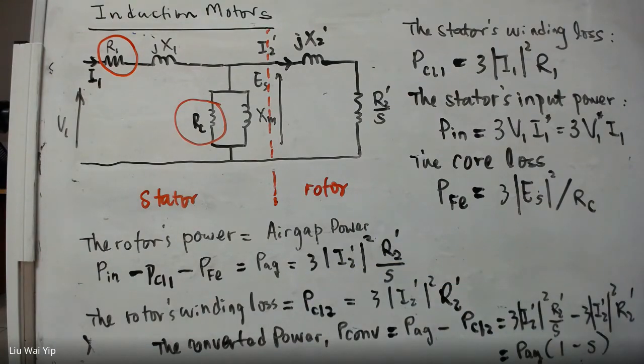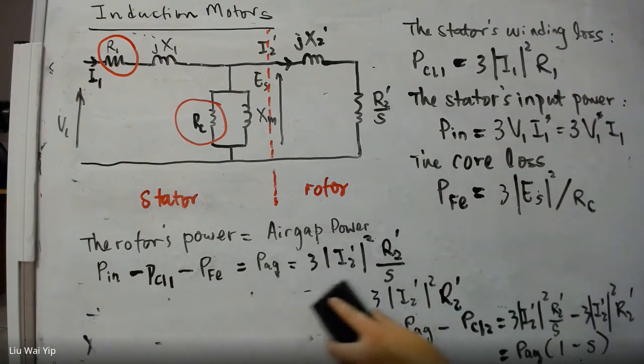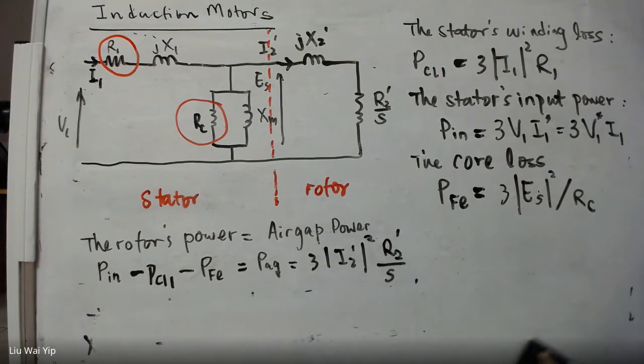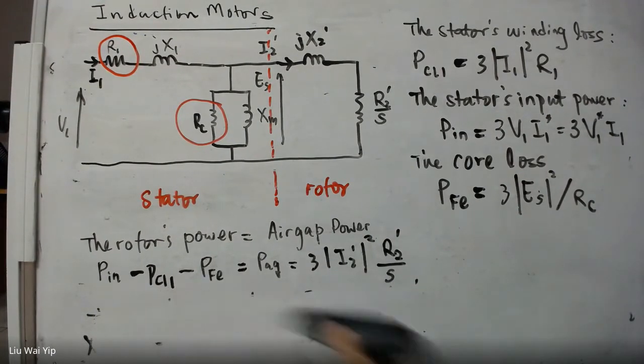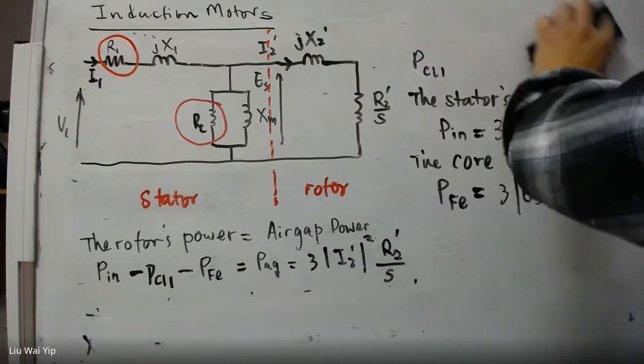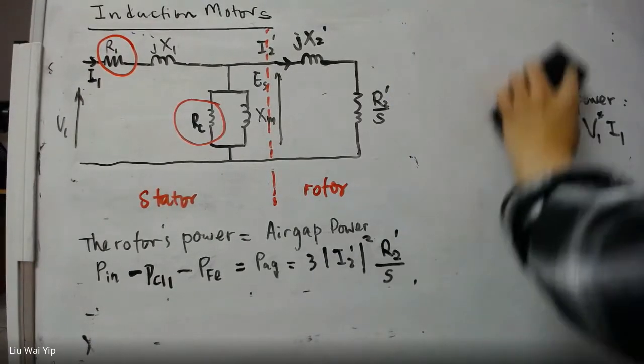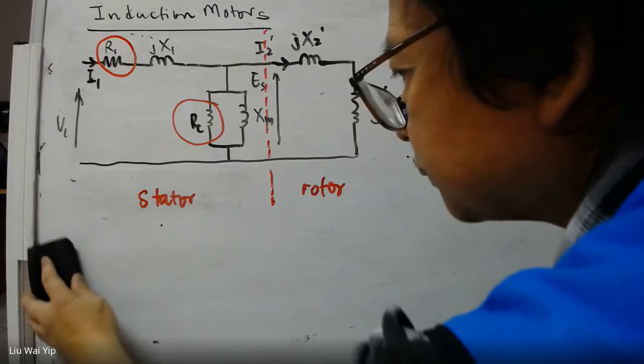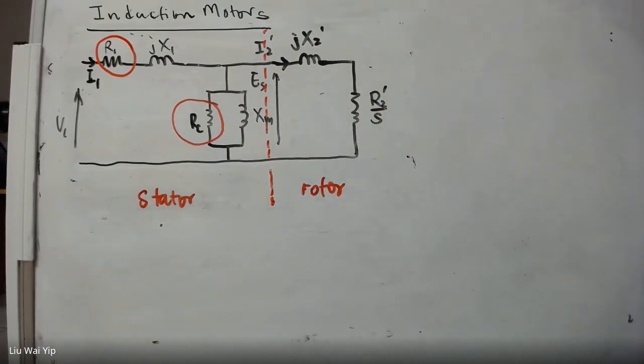Now we are going to continue. We know that according to here, the converted power is the air gap power times bracket 1 minus S. So let's write down here. And we need to free up some space now. Let's remove this. Let's highlight this in here.